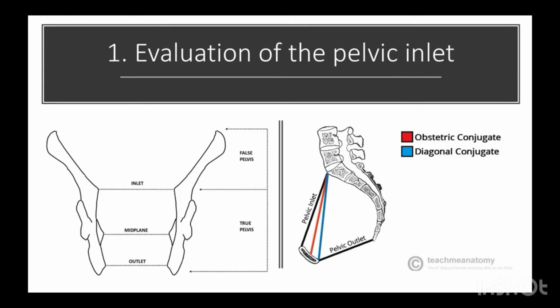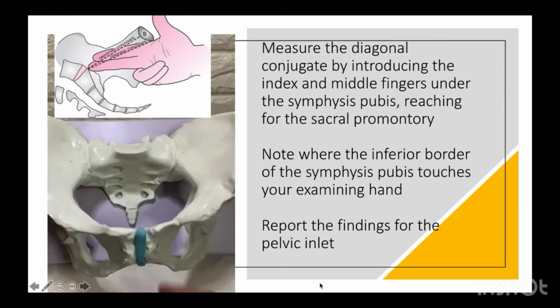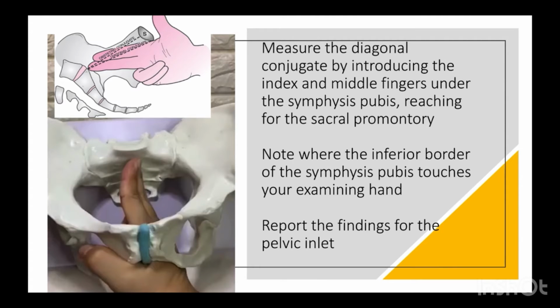So now we evaluate the pelvic inlet. Now, the only way by which we can clinically assess the pelvic inlet is by measuring the diagonal conjugate. So we measure the diagonal conjugate by introducing the index and the middle fingers under the symphysis pubis and reaching for the sacral promontory.